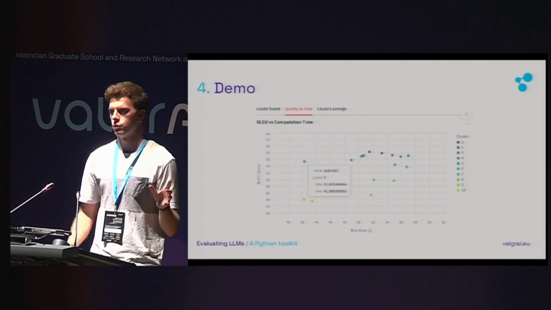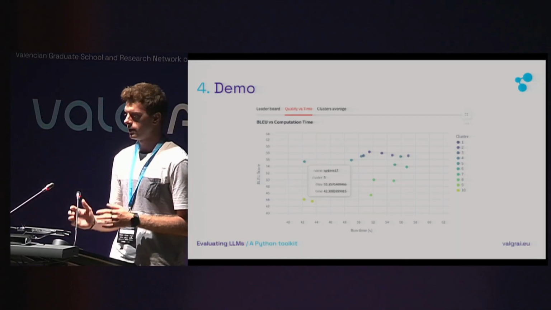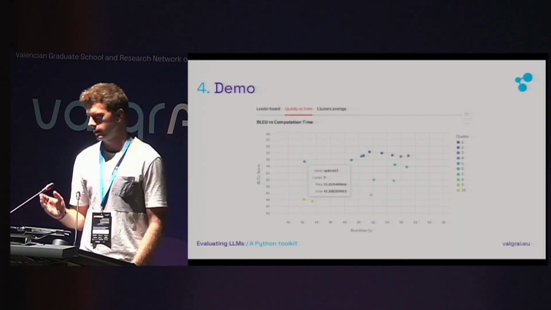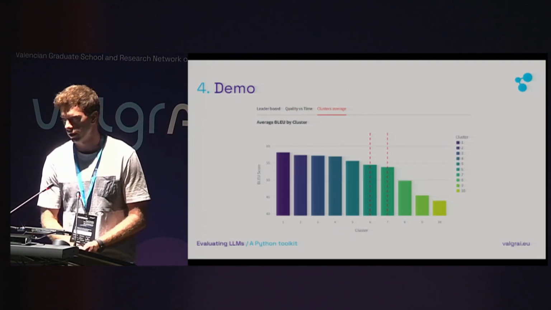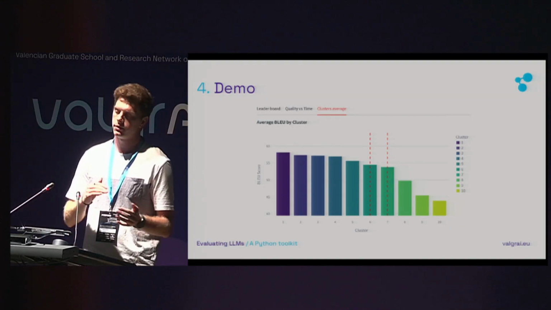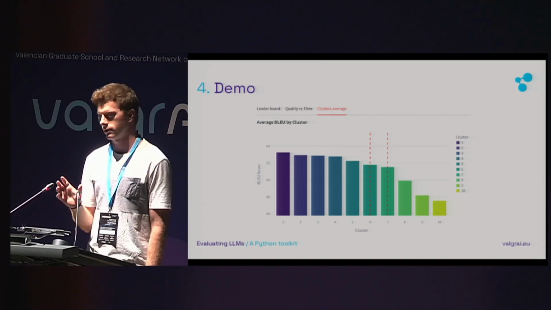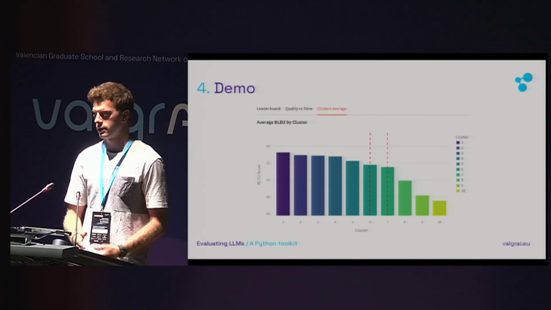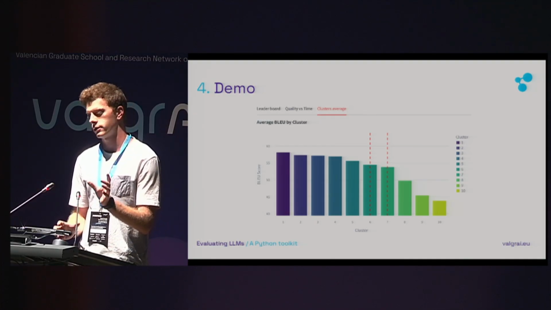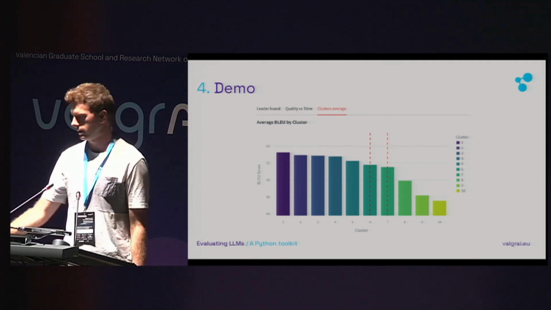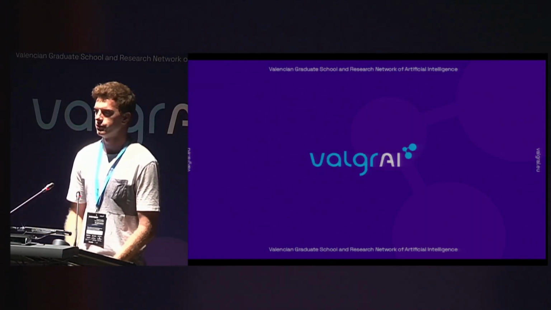Another chart shows the computation time that the system needed against the metric that it obtained. So we have that sweet spot at the top left corner. We also show the average of the interactively selected metric per cluster. And we also show the baseline with the red dotted line. It's all the participants that are in the baseline cluster. So that is all, and thank you for your attention.